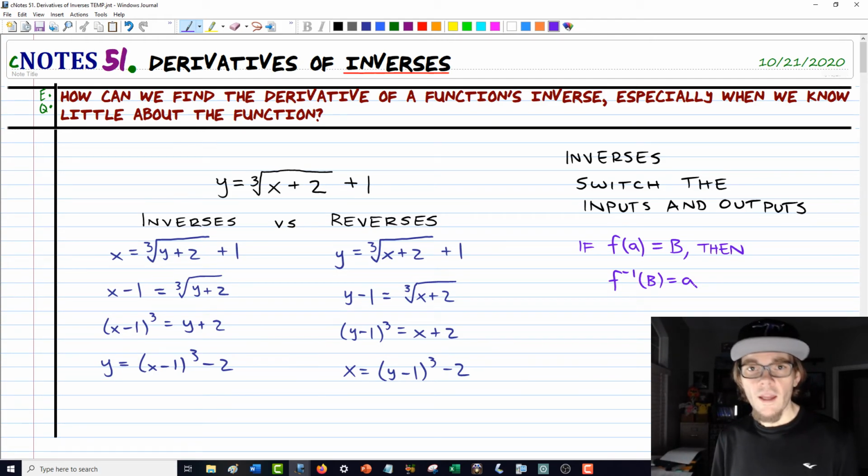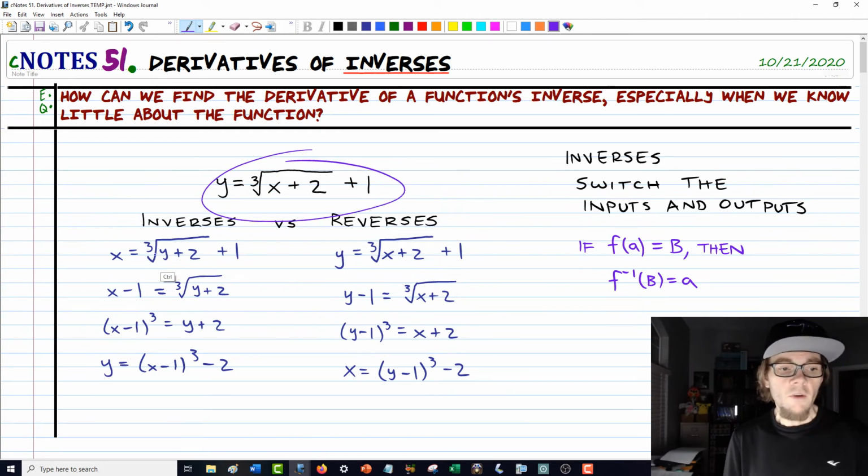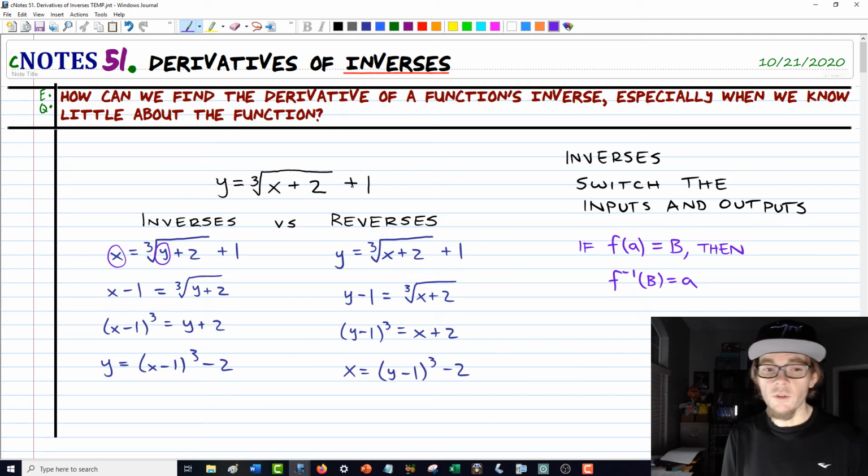Now if we want to find that inverse relation, the way we've always done that is we take our original and we switch x and y. So instead of y equals the cube root of x plus 2, plus 1, we get x equals the cube root of y plus 2, plus 1. And then to find the inverse itself, we solve for y.